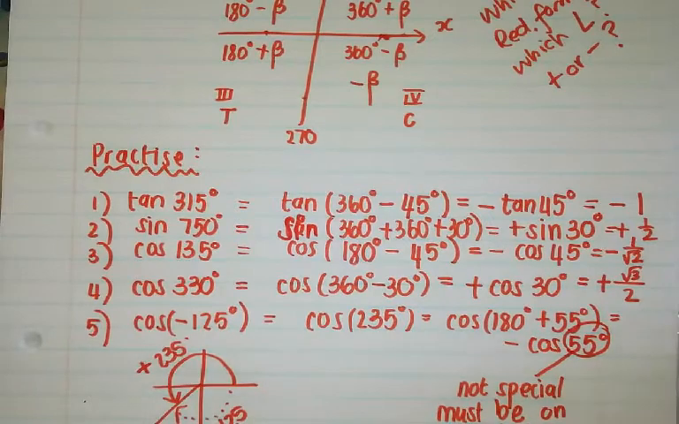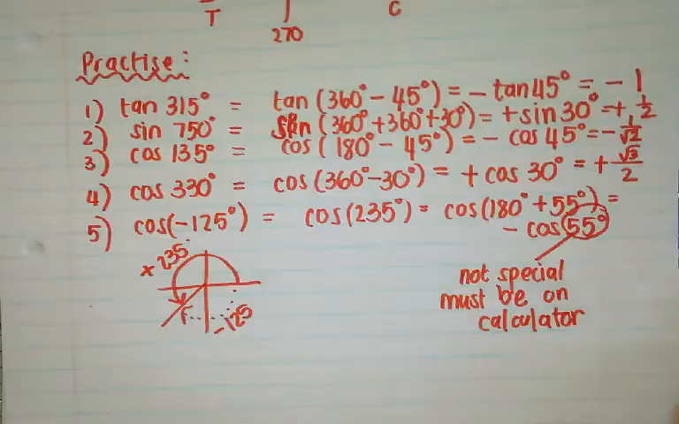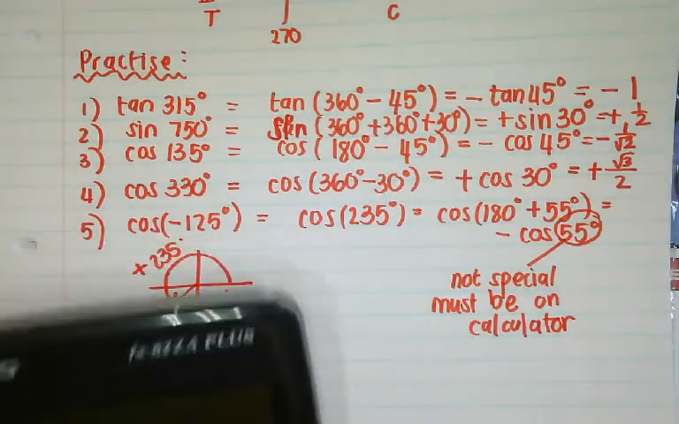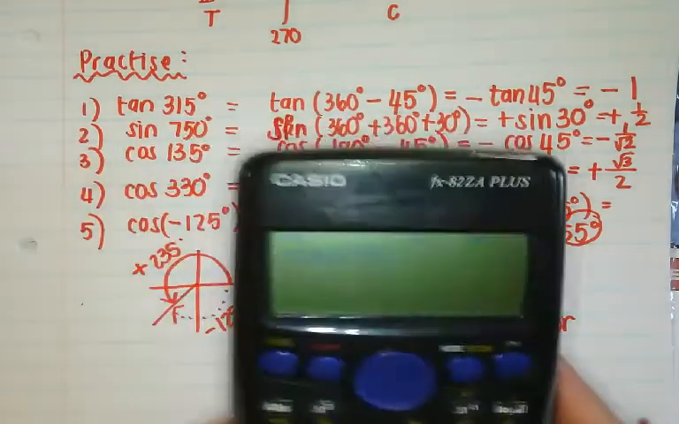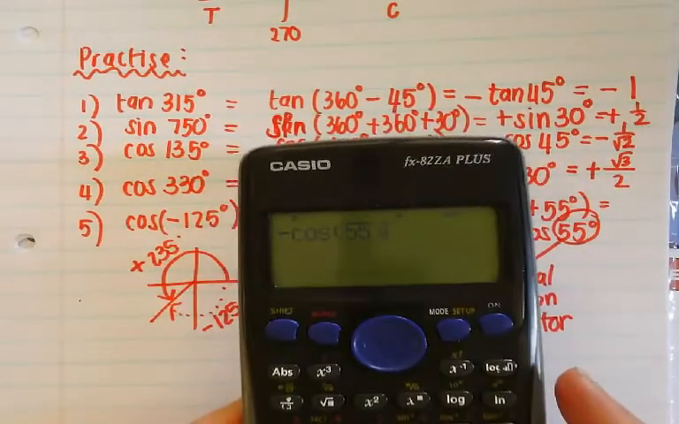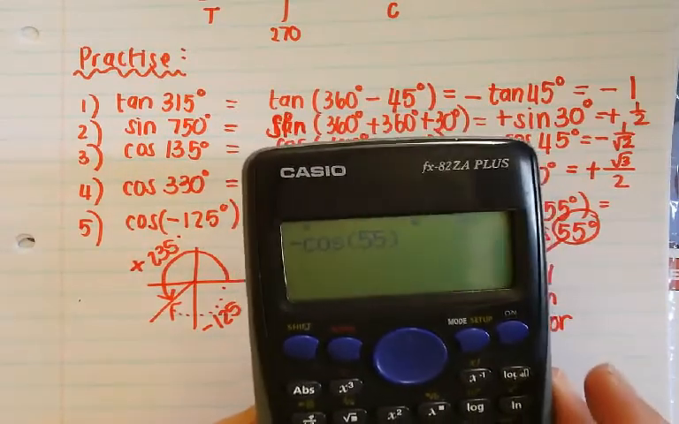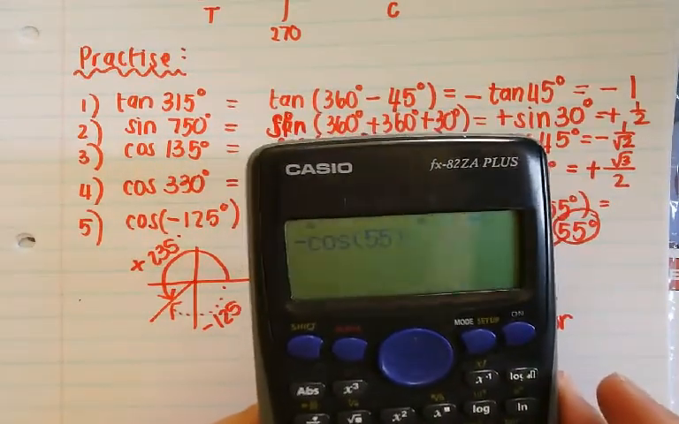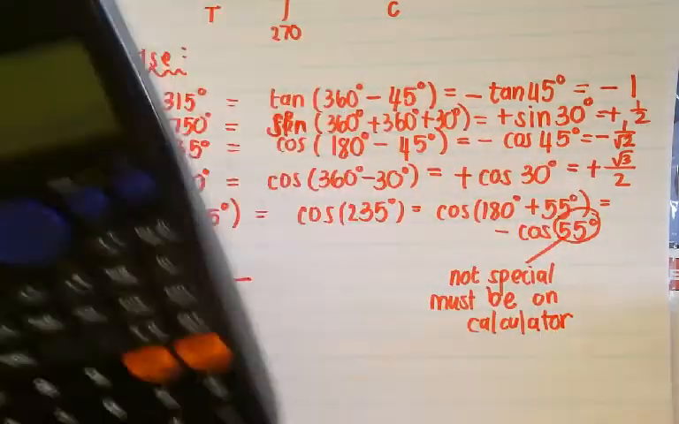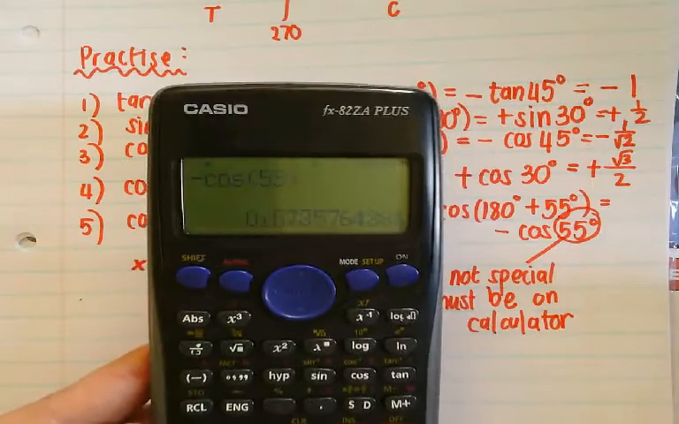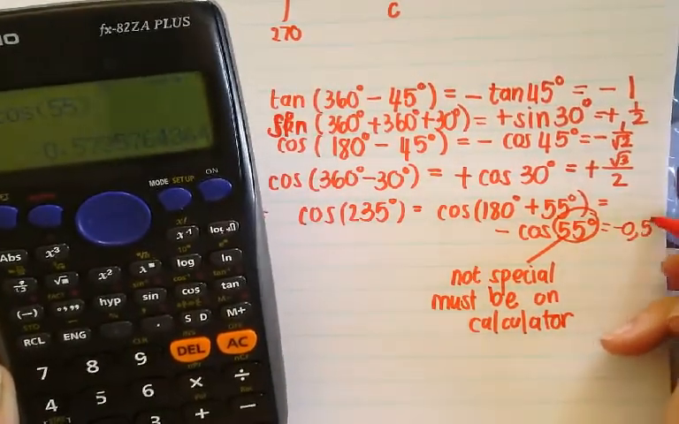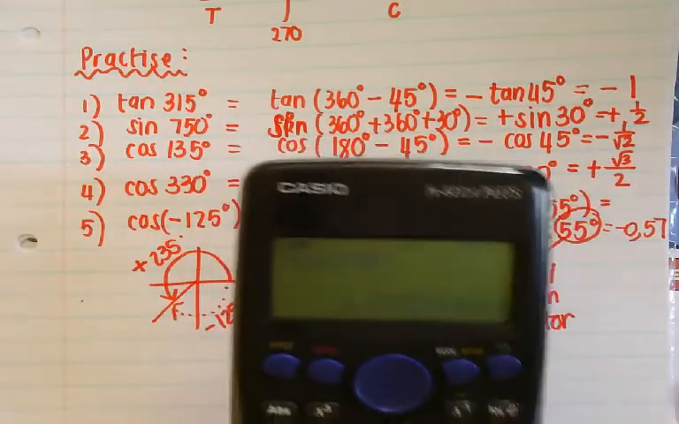So to get a true value on that, we must use a calculator to calculate it. So I would go negative cos 55 degrees on my calculator. There is no other option. I would have to do it on my calculator, giving me negative 0.57. There was no way for me to know that other than doing it on the calculator.